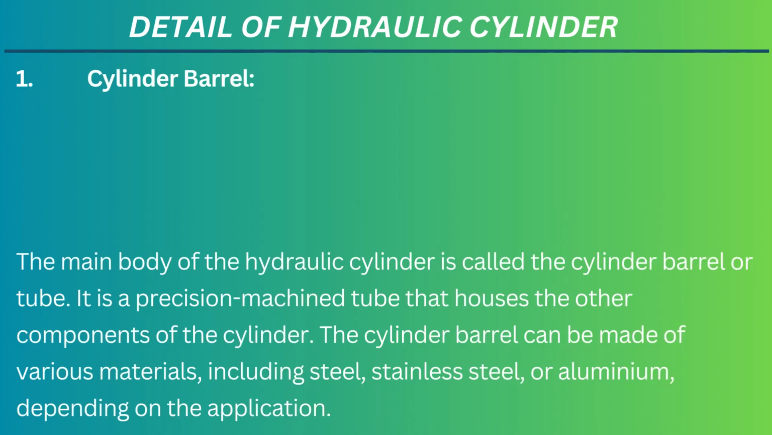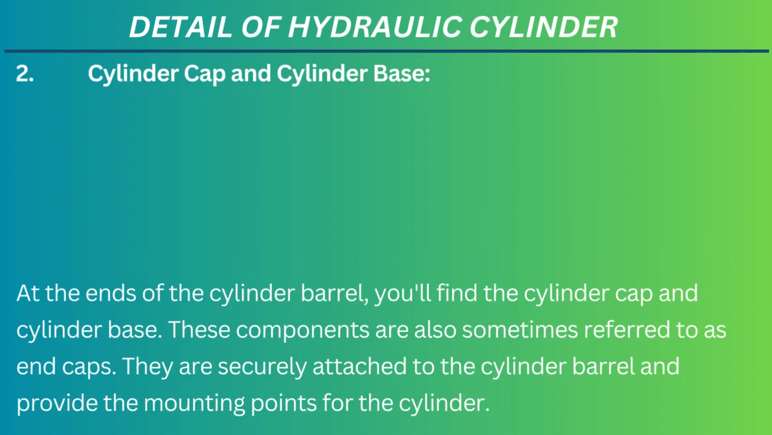1. Cylinder barrel. The main body of the hydraulic cylinder is called the cylinder barrel or tube. It is a precision machine tube that houses the other components of the cylinder. The cylinder barrel can be made of various materials, including steel, stainless steel, or aluminum, depending on the application. 2. Cylinder cap and cylinder base. At the ends of the cylinder barrel, you'll find the cylinder cap and cylinder base. These components are also sometimes referred to as end caps. They are securely attached to the cylinder barrel and provide the mounting points for the cylinder.